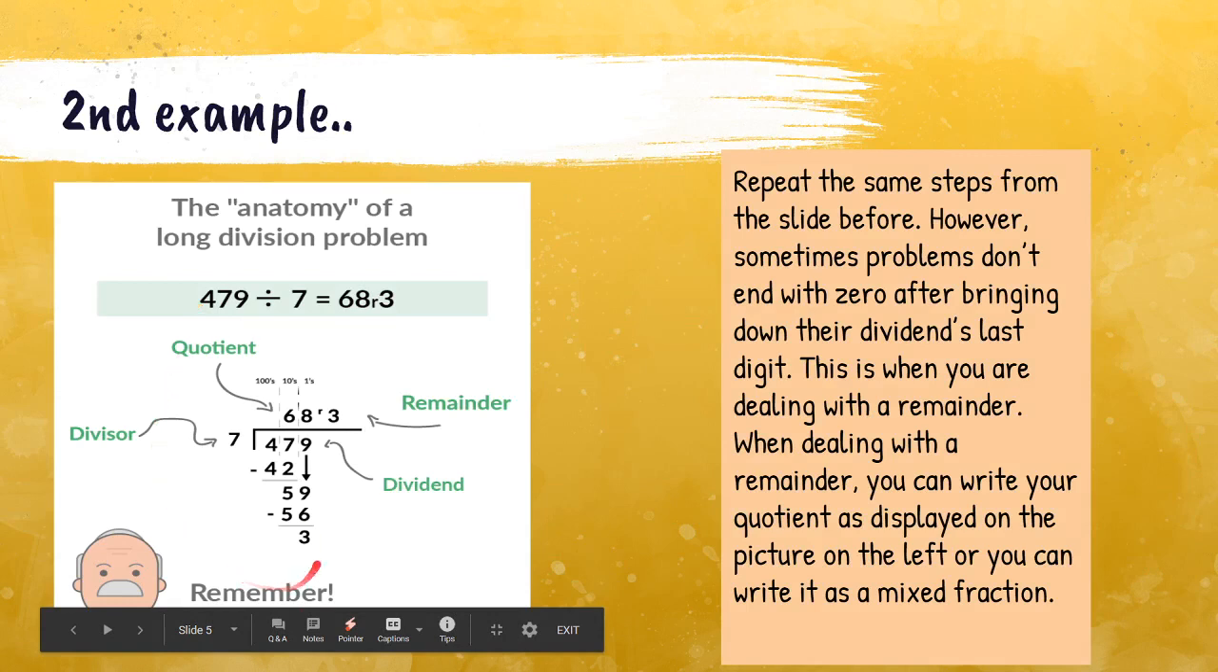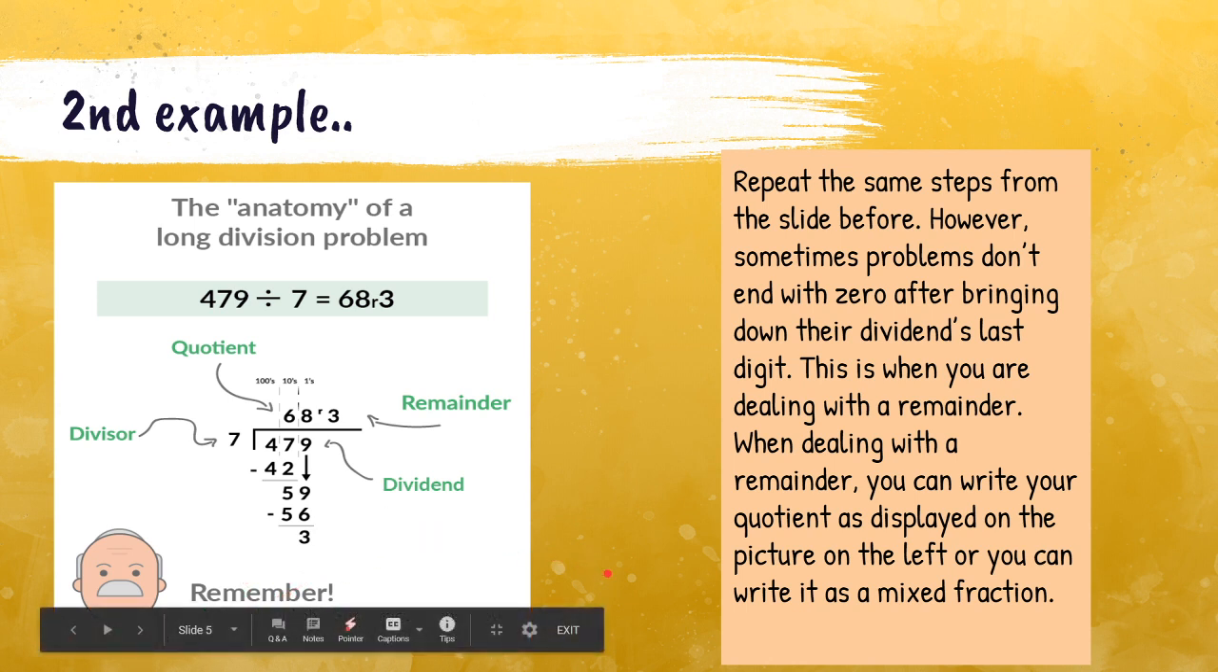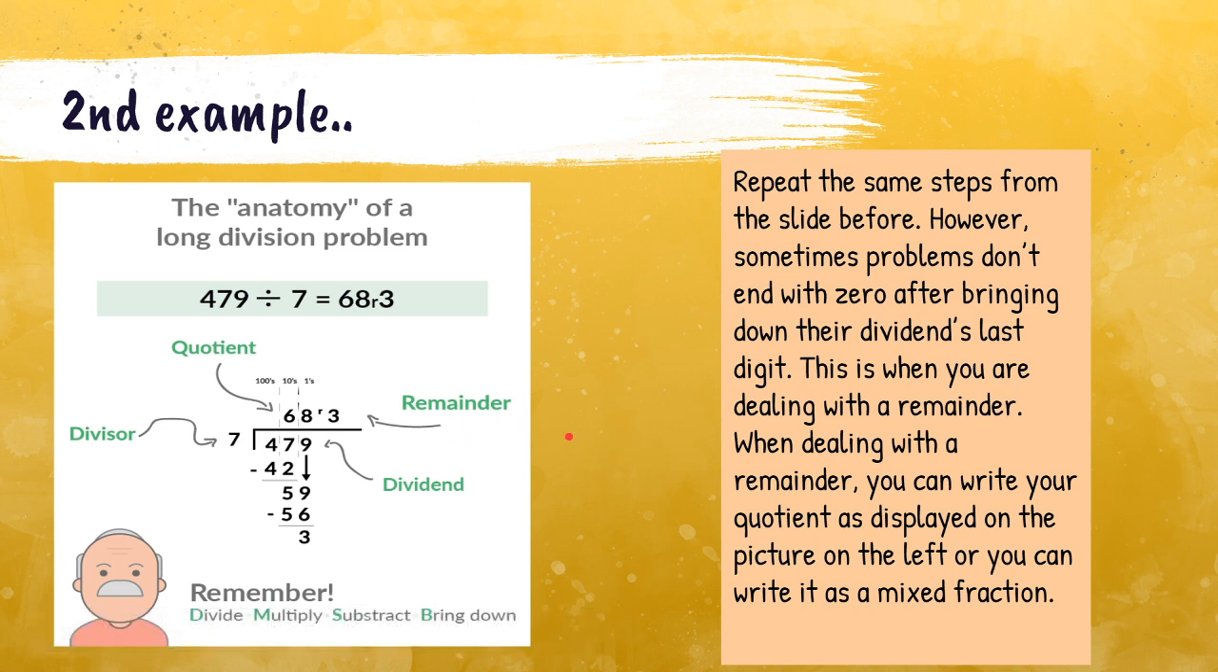So this problem has a remainder because you can't bring anything down right now. The remainder is 3 right here. So remember, 68 remainder 3. That's how we write that whole answer. And remember, these are just some basic steps. I did the same thing as my last problem, I just applied it. This problem had a remainder while the other one didn't.